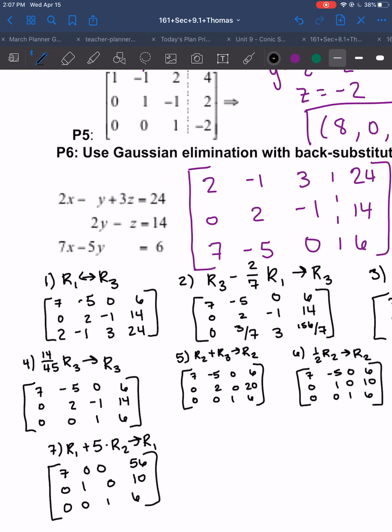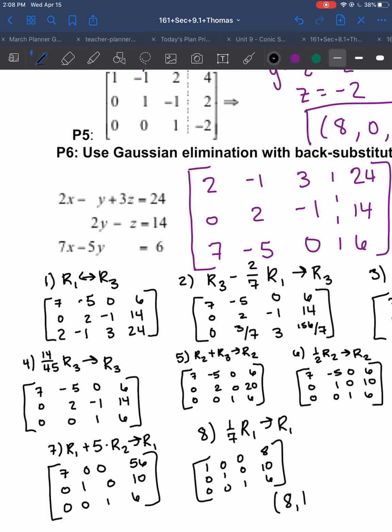And then last but not least, I want this 7 to become a 1. I'm going to take 1/7 of R1 and put it in R1. So I get 1, 0, 0, 0, 1, 0, 0, 0, 1, then 8, 10, and 6. So that means that my ordered triple here is 8, 10, and 6.